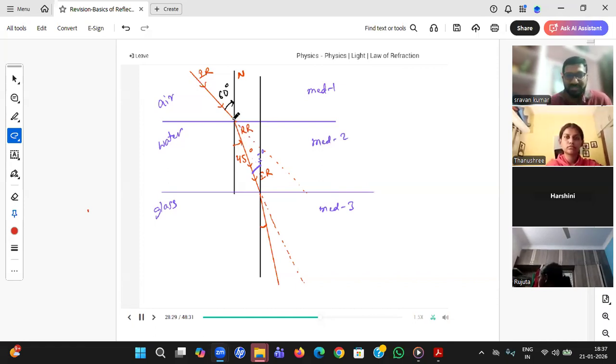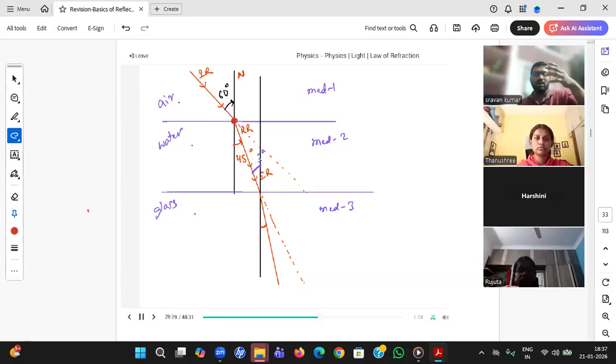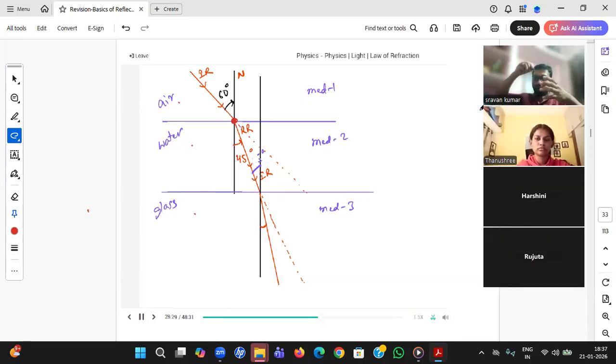Snell's law is applied at the junction of the two media. You see air, water, glass. Suppose you are holding a glass of water. Light is coming from air to water, and from water to the glass thickness. So that is the scenario. Light is traveling like this.